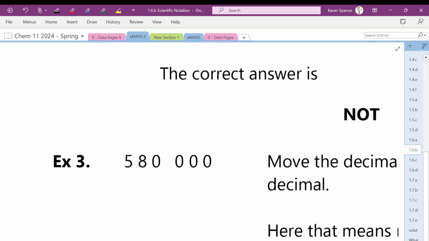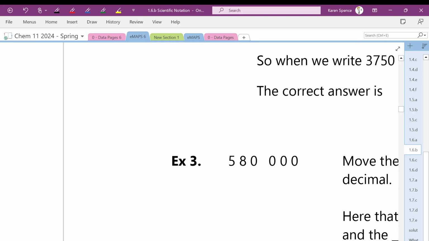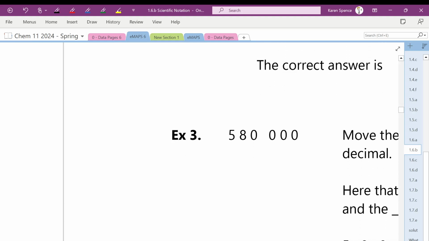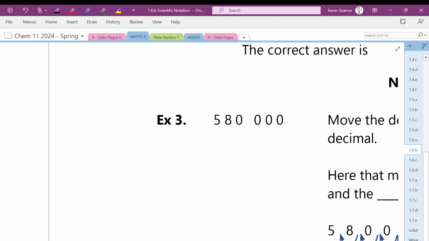All right, here's a really big one. Do you want to try this one on your own? I know the answer's right there, but you can try it over on the left, cover up the answer, see how it goes.